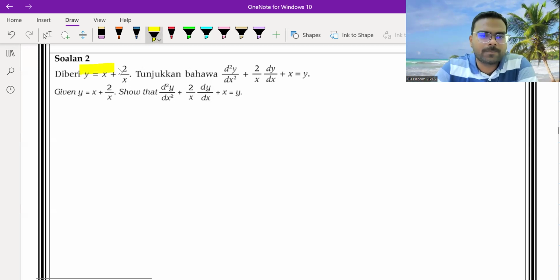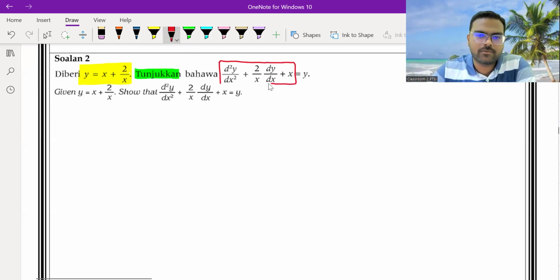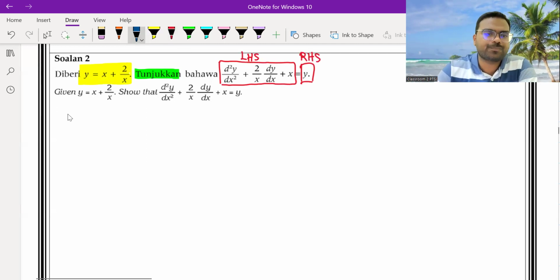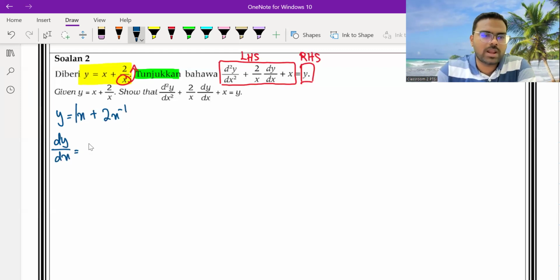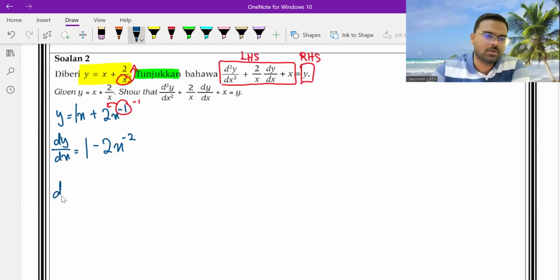Okay. So over here, information given, tunjukkan, and then we have left hand side, and then we have right hand side. Okay. Over here, y equal x plus 2, x power negative 1. It's a fraction, you bring it upward. So you differentiate. Kamu akan dapat negative 2x to the power of negative 2. First derivative. Double check. Negative 1 times 2, negative 2, minus 1, negative 2. Perfect.